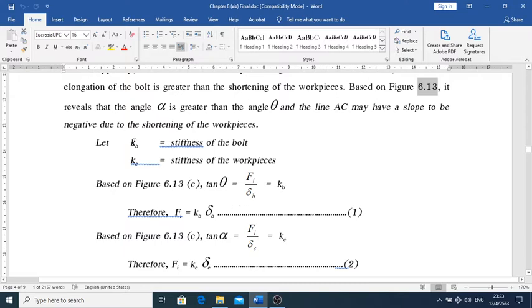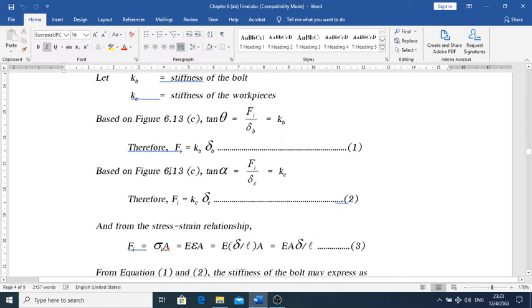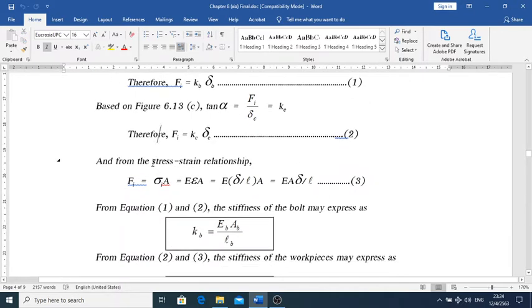Then let's introduce K sub B, the stiffness of the bolt, and K sub C, the stiffness of the workpiece. Based on figure 8.13, tan theta is equal to F sub I over delta sub B, equal to K sub B, and we cross multiply it to get equation 1. At the same time, from figure 8.13 again we get equation 2. And if we apply the stress and strain relationship, we get equation 3.